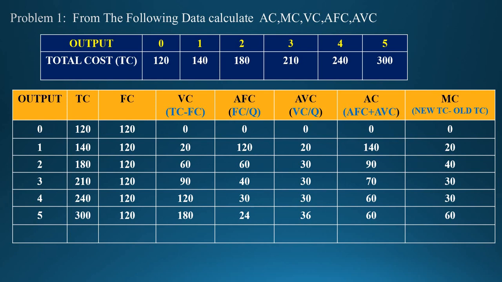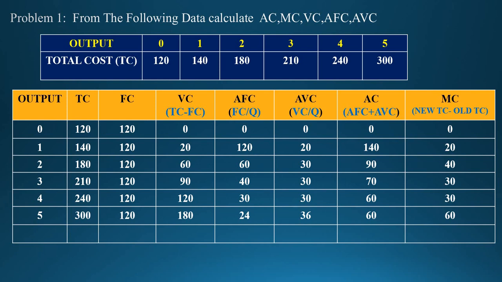Next we have to calculate in the fifth column, that is AFC, that is average fixed cost. Okay. So what is the formula? AFC is FC divided by Q. Q means quantity. So how much is the FC? 120. That is fixed for all levels of output. Correct? Now, what is the Q? Quantity is nothing but our output: 0, 1, 2, 3, 4, 5. Correct? Output is nothing but quantity.